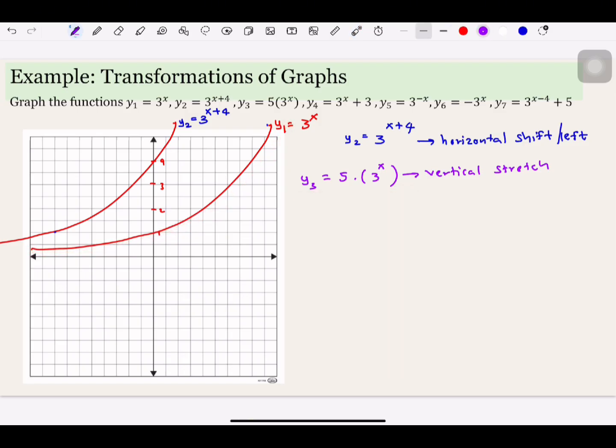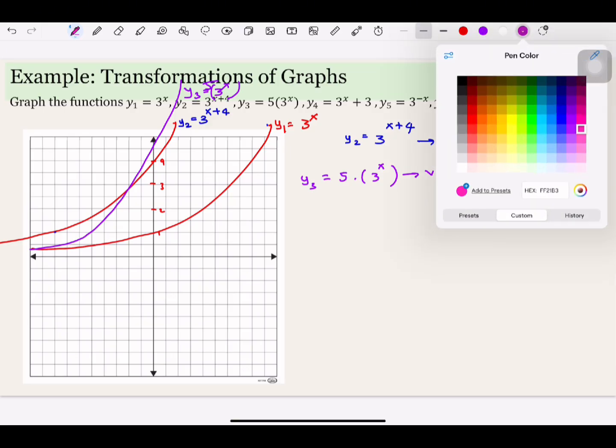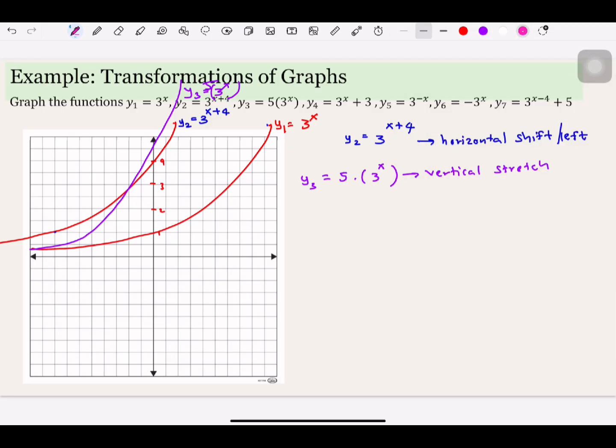So let me sketch that. So it will be something like this. So this purple color represents y3. Okay, now let's take another color for y4. Okay, so y4 is 3^x plus 3.